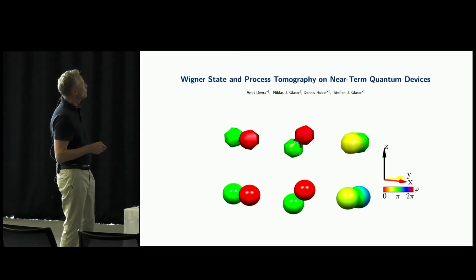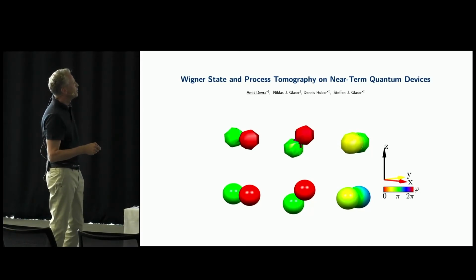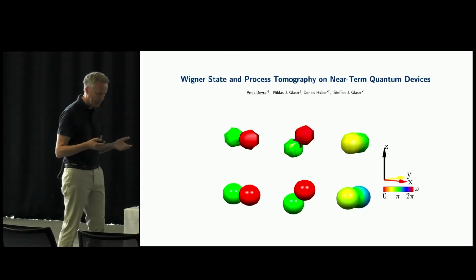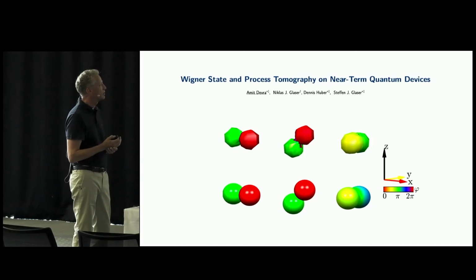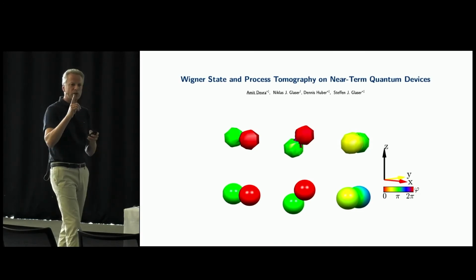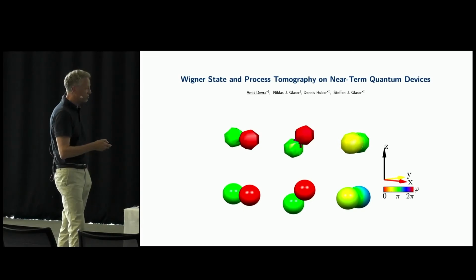Hopefully you have seen the poster by Amit, Niklas, and Dennis from my group about Wigner state and process tomography on near-term quantum devices, in particular on how to do that efficiently and conveniently on IBM devices. These are simulated droplet representations, but you can do experiments and scan these droplets and recover these shapes.